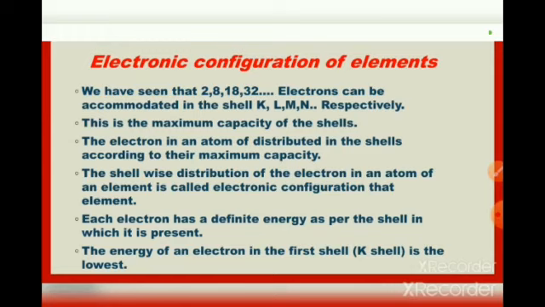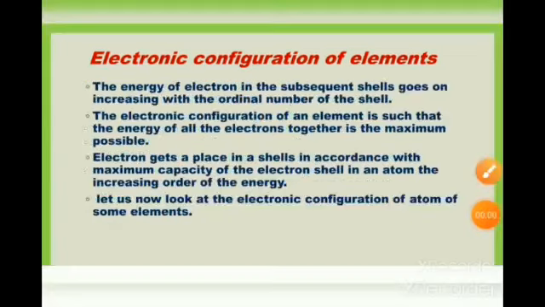Shell-wise distribution of electrons in an atom of an element is called the electronic configuration of that element. Each electron has definite energy as per the shell in which it is present. The energy of an electron in the first shell, that is the K shell, is the lowest. The energy of electrons in subsequent shells goes on increasing with the ordinal number of the shell.